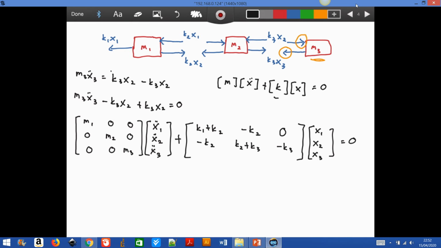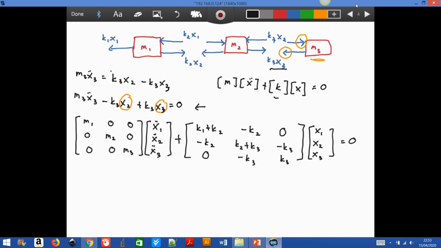Alright, for m3 we only have k3 acting on x2. Sorry, I think it's wrong here. This one should become k3 x3. Sorry for the mistake. Okay, so it becomes 0 here because there is no x1 term for mass 3. Minus k3, and here k3. Okay, I hope all of you should know by now how to construct this one.